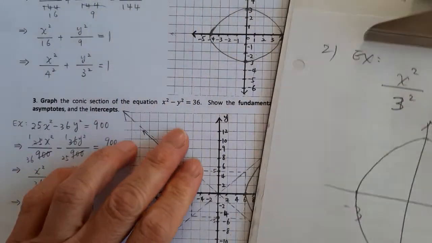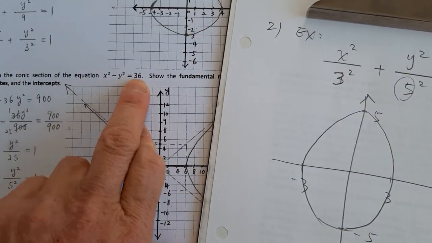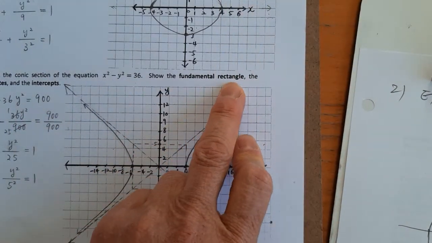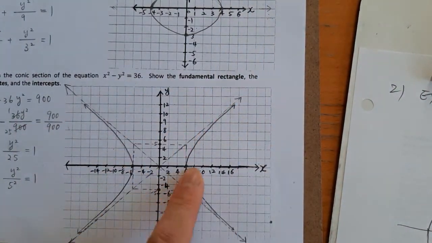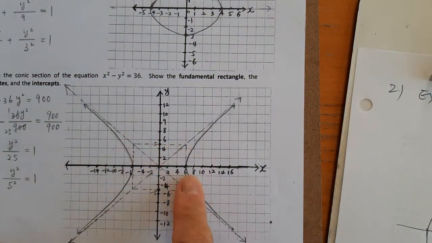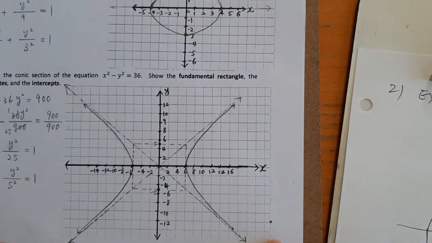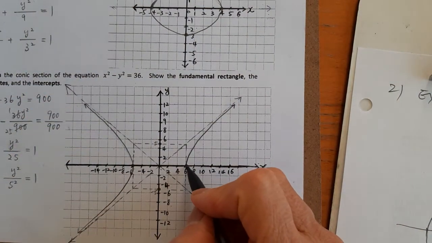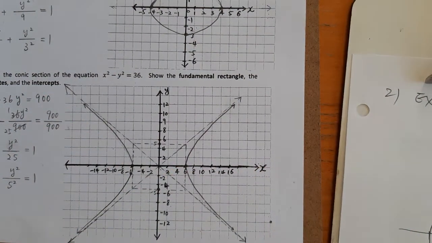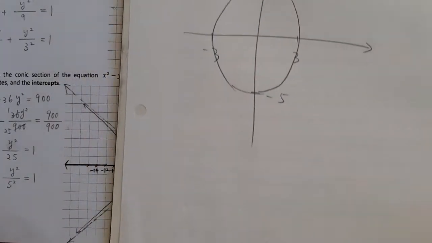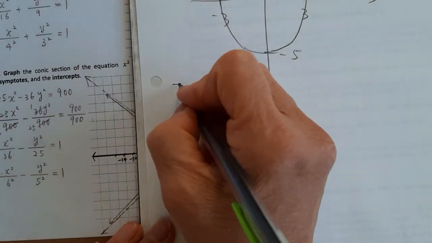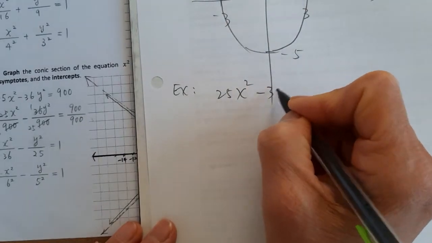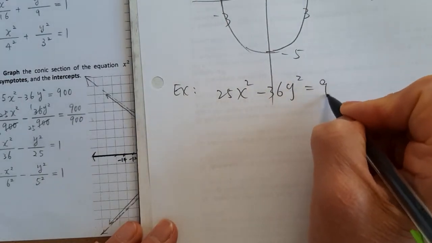Question 3, example. x squared minus y squared equals 36. You have to show the fundamental rectangle, and the asymptote, the two lines are asymptote. And the intercepts, x-intercept or y-intercept. A question like this, for example, 25x squared minus 36y squared equal 900.